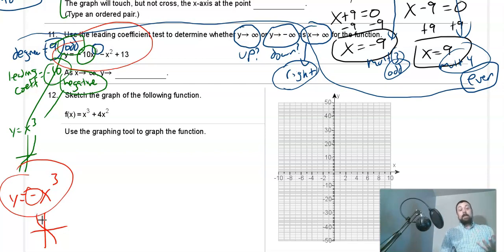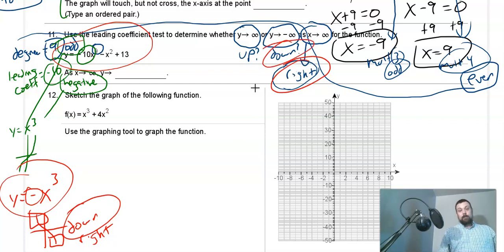But this is one I can easily remember. It goes up to the left and down to the right. All right, so this is going to go down to the right. And that's the one I'm interested in, right? I want to know what's the graph doing when it goes to the right. I just found out it's going to go down.